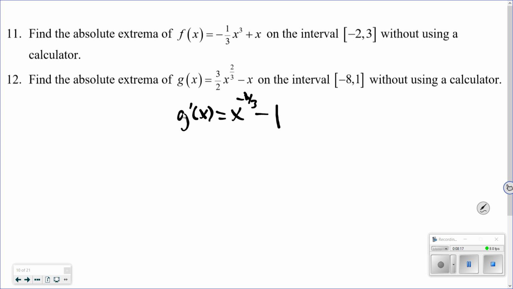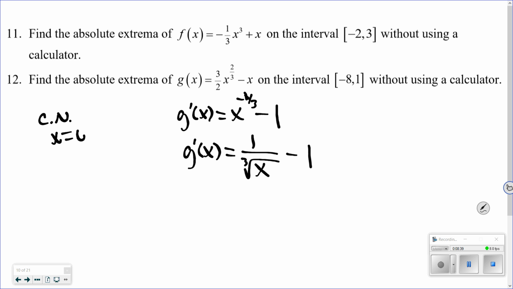Okay, I've got to find out when that's undefined or when it's equal to 0. As a quick side note, I'm going to write it this way. That's the same thing as saying 1 over the cube root of x, right? Minus 1. So when is it undefined? Well, if I put a 0 in, I get a 0 on the bottom of the fraction. So at 0, it's undefined. So one of my critical numbers is that x equals 0.